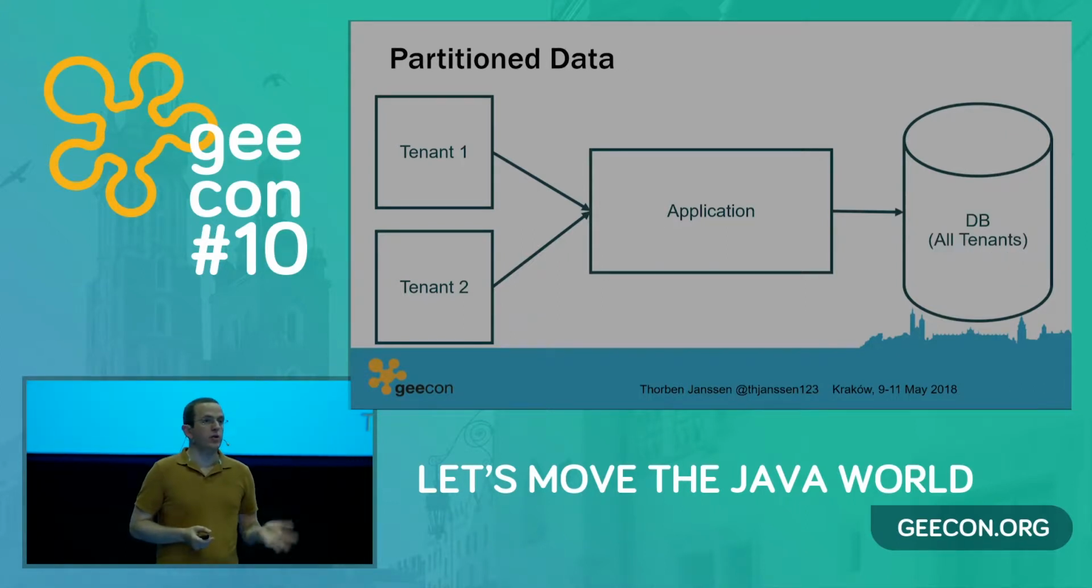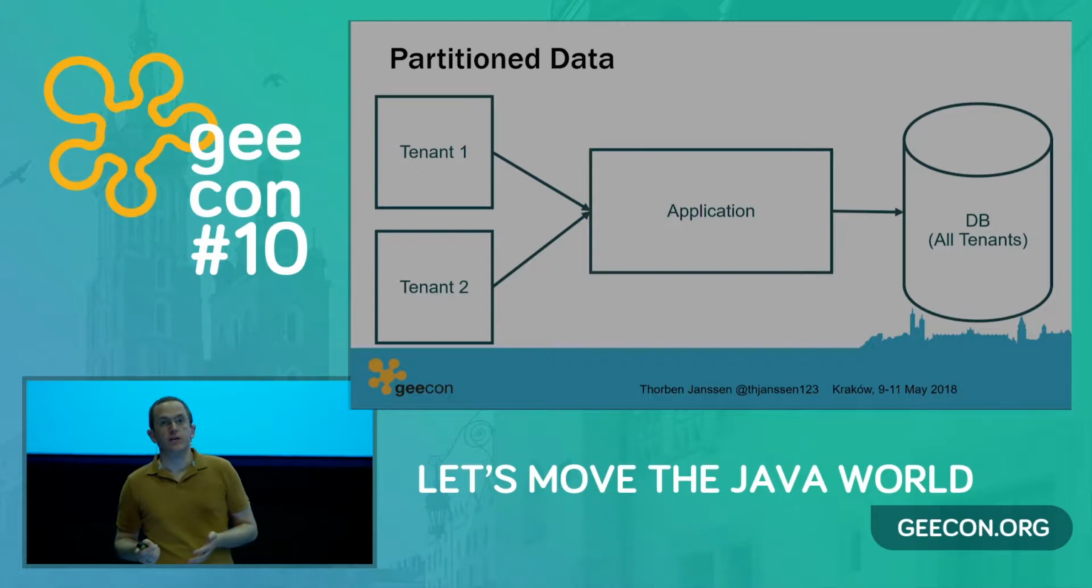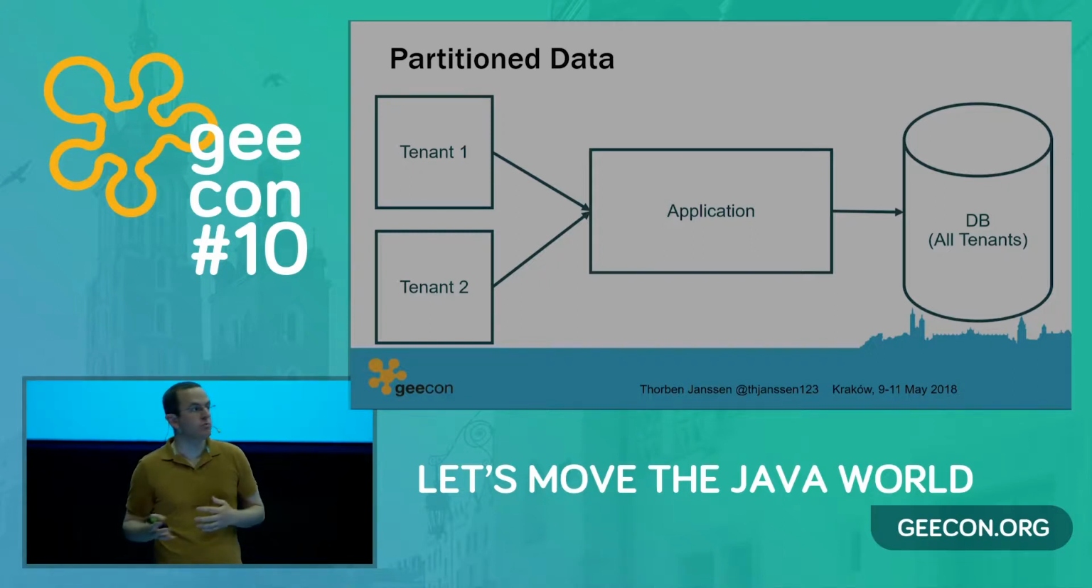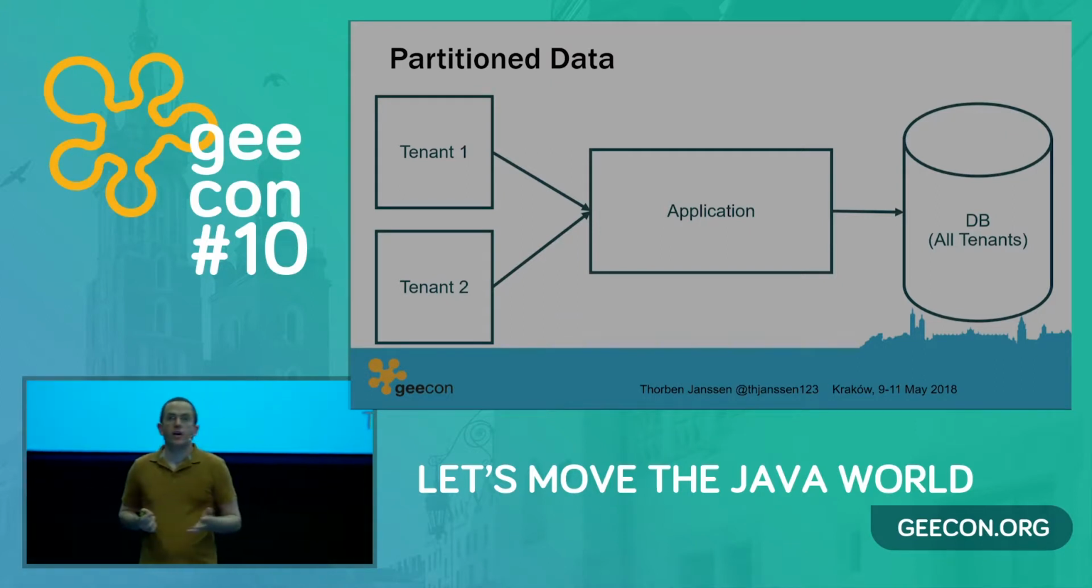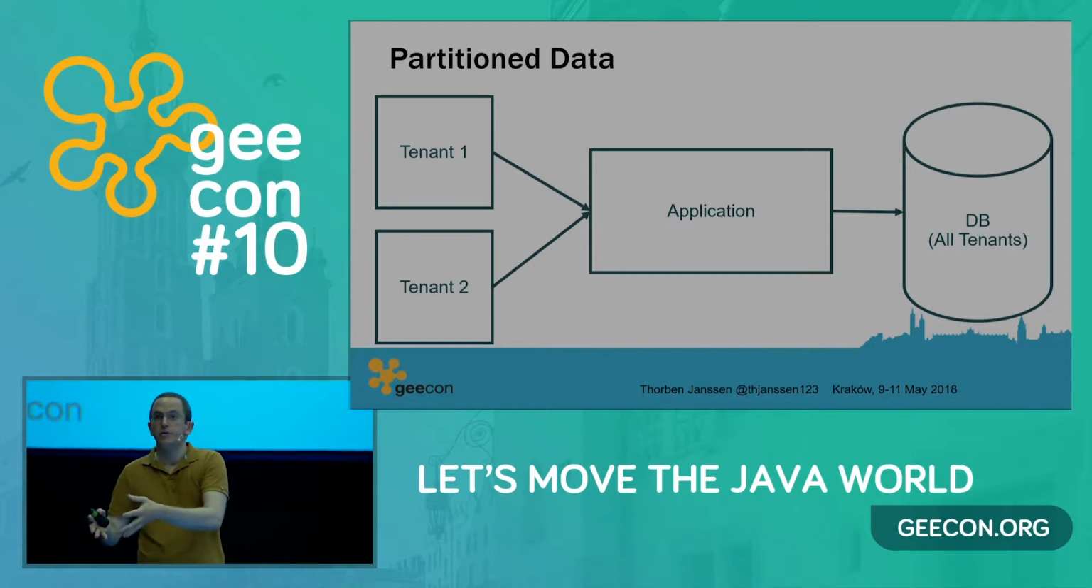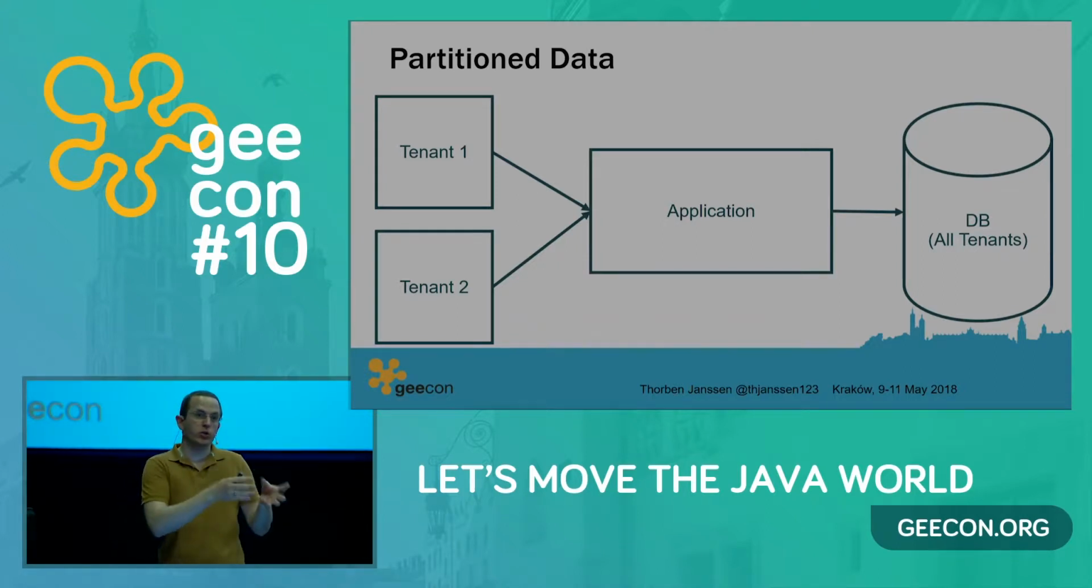And then there's the third approach, which is partitioned data. That's the approach that, in my experience, most teams want to start with. And it puts all the data within the same database, the same schema, the same database tables, but they add an additional discriminator column to identify which tenant owns which record.